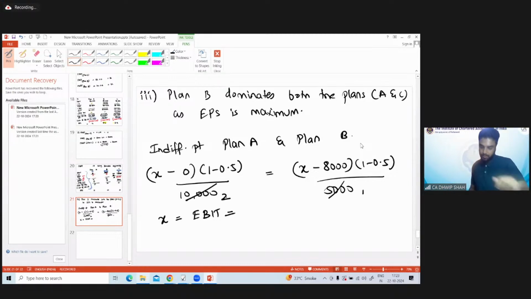X, 0.5X is equal to 8,000 into 0.5... 16,000, correct. So the indifference point between plan A and plan B is 16,000.